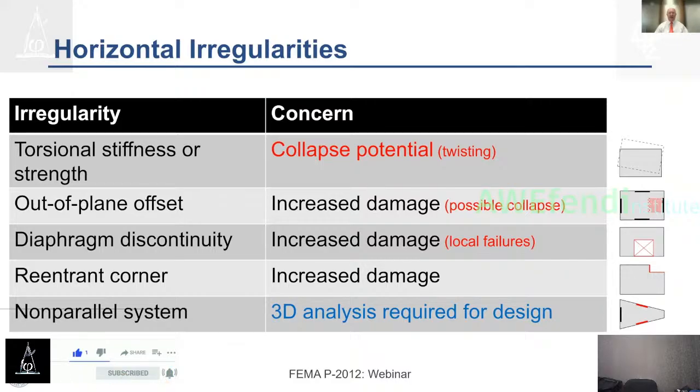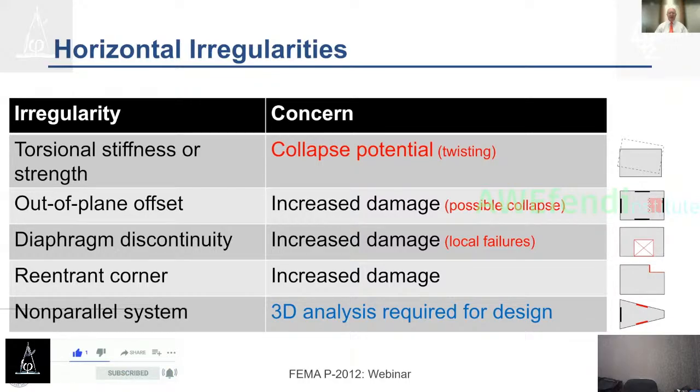For the out-of-plane offset irregularity, where the vertical elements of the seismic force resisting system don't extend from the top of the building all the way to the foundation, but there's some offset at one or more levels, that also can cause collapse because the fuse between those vertical elements can fail, and perhaps that was not anticipated by the designer. The way that diaphragms of a building are laid out and configured can cause problems. Local failures are usually not a global collapse, but those local failures can also be dangerous. Reentrant corners, where there are separate wings in the diaphragm, can respond dynamically out of sync with each other, and there can be increased damage.